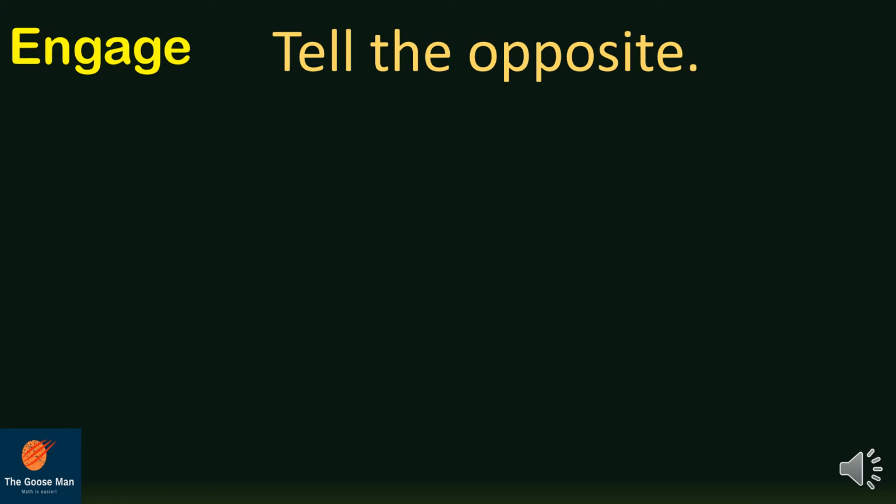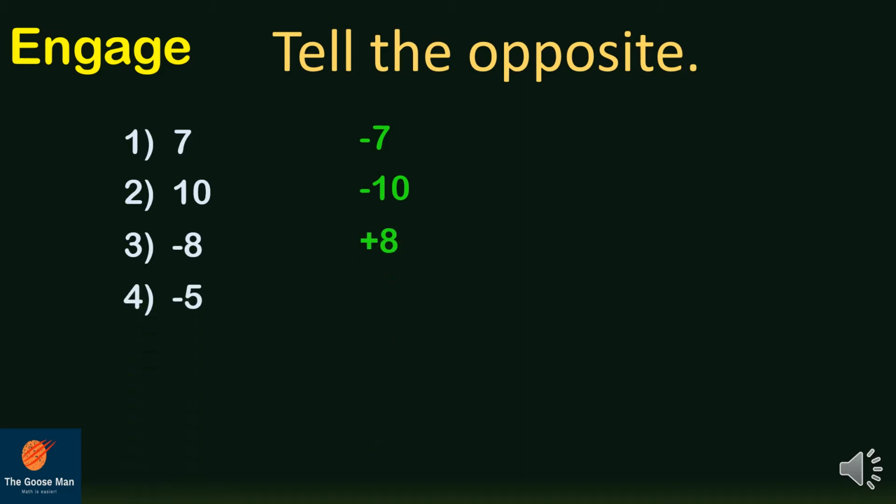Before we start with our discussion, can you tell me the opposite of the following numbers? Say for instance, 7. And the opposite is negative 7. Next, 10. The opposite is negative 10. Negative 8 is positive 8, or simply 8. Next, negative 5. The opposite is positive 5, or simply 5. While negative 20, the opposite is positive 20.